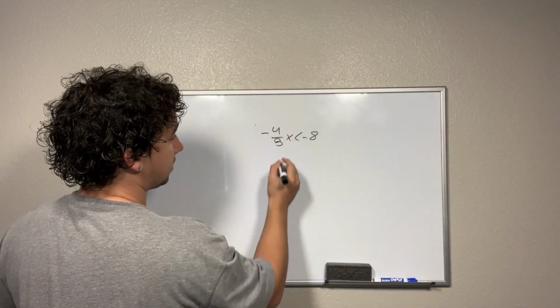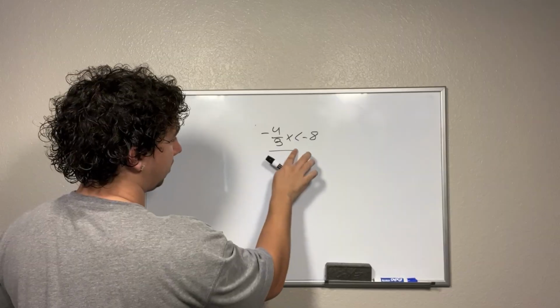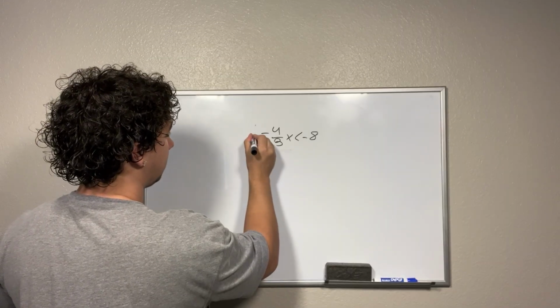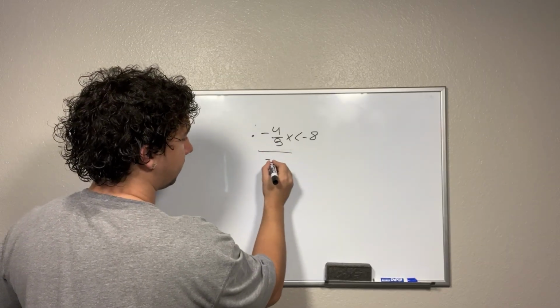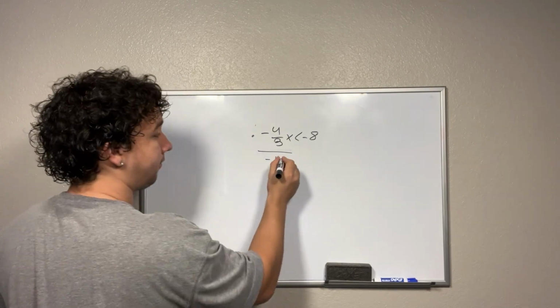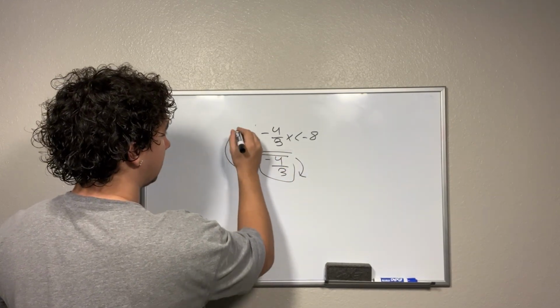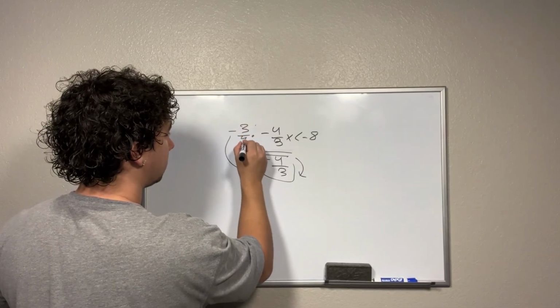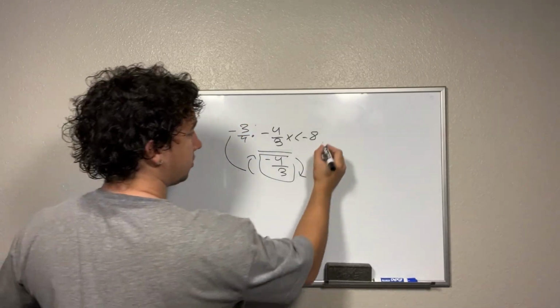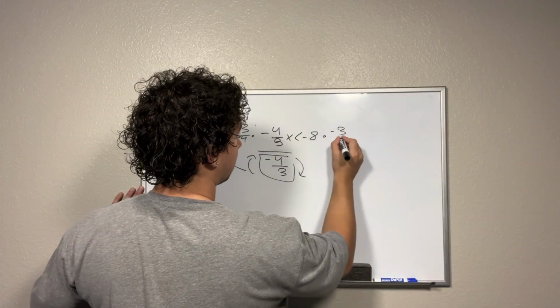So I'm going to keep this. I'm going to change my division sign to a multiplication sign. And I was originally dividing by negative 4/3, so I'm going to flip this one. And that's going to give me negative 3/4. Well, I'm going to do that on both sides. So I'm also going to multiply this side times negative 3/4.